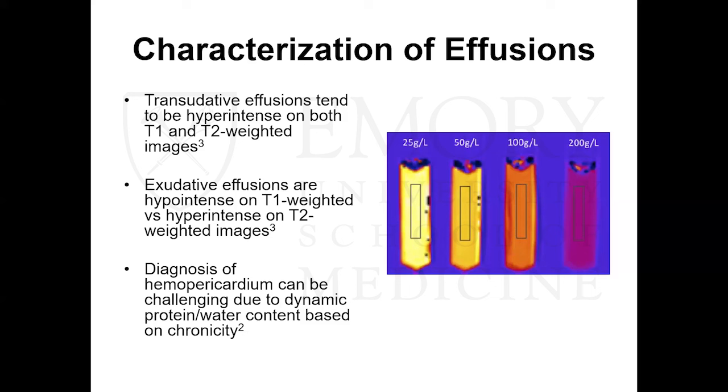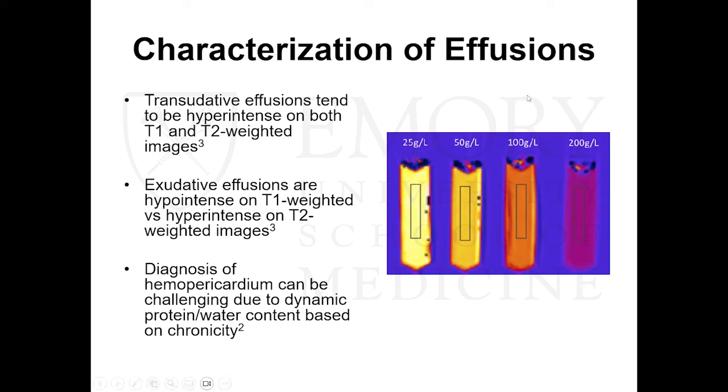And so transudative effusions tend to be hyperintense on both T1 and T2 weighted images. Exudative effusions tend to be hypointense on T1 while they're hyperintense on T2 weighted images. And then hemopericardium, just since that can be a concern clinically, is a little bit more challenging to image, since the dynamic protein and water content changes based on the chronicity of the effusion. I just wanted to highlight an example here.